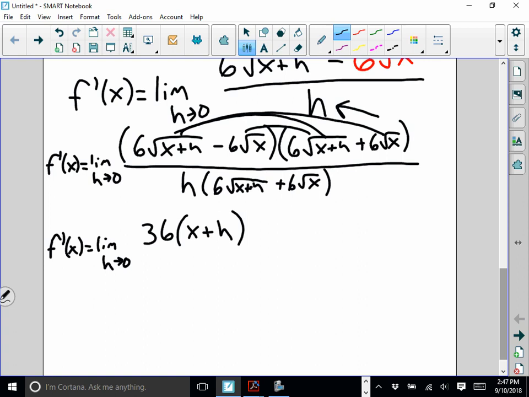So now I need to just look at the last two terms. Negative 6 root x times positive 6 root x, that would be a negative 36 for the coefficient there. Root x times root x is simply x. Once again, I don't need parentheses around the x. I could put them there. I don't need them because x is a monomial. And on the bottom, I just want to keep that h factor.